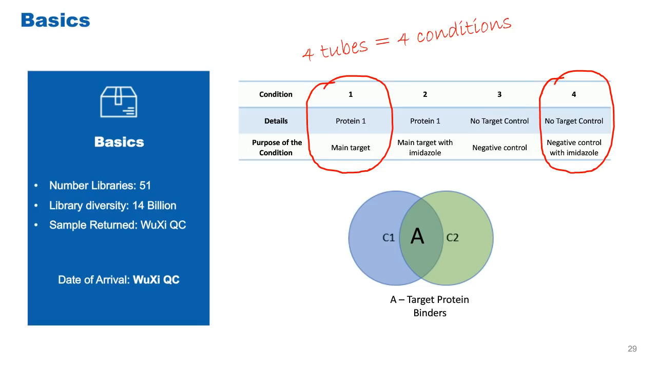First, you have 4 tubes, and you can run 4 conditions. Just as an example here, condition 1, circled on the left, is your target. And condition 4, circled on the right, is the condition where the target hasn't been added. In this case, we want to see which structures bind the IMAC column so that we can subtract those out, because we don't want to make those structures.